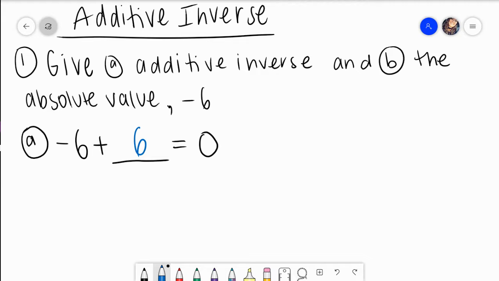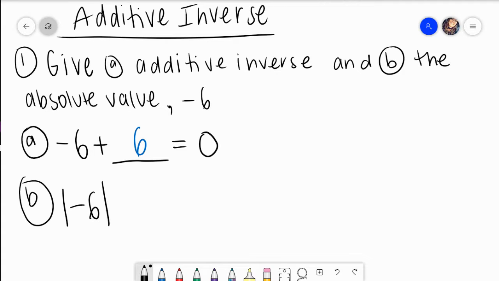Again, think about it like money. If I have -$6 in my bank and I add $6, I might not have any money in my bank right now, but I'm no longer negative. I got to 0. And that is what you call an additive inverse. It's something you can add to a number and you get 0. Okay. So for our B part, it wants me to find the absolute value of -6.